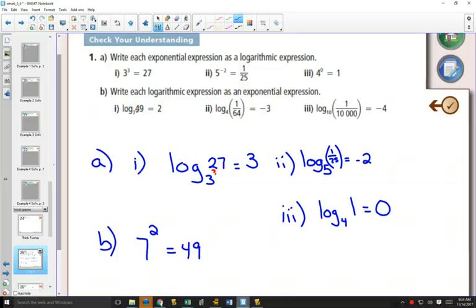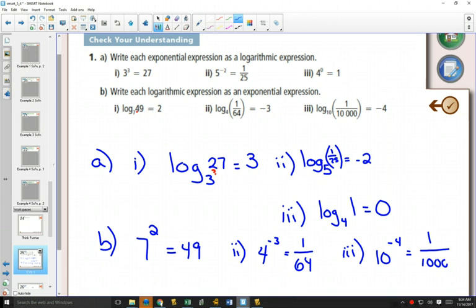This one's a little bit harder. 4 to what power is 1/64th? If I change that to exponential form, the base is 4, the exponent is -3. And 4 to the -3, if we remember our negative exponent laws, that makes sense that that's 1/64. And in the third one, 10 to what power is 1/10,000? So the base is 10, the exponent is -4, and we get 1/10,000. Okay, practice some definition of a logarithm right now, 5, 6, and 8.